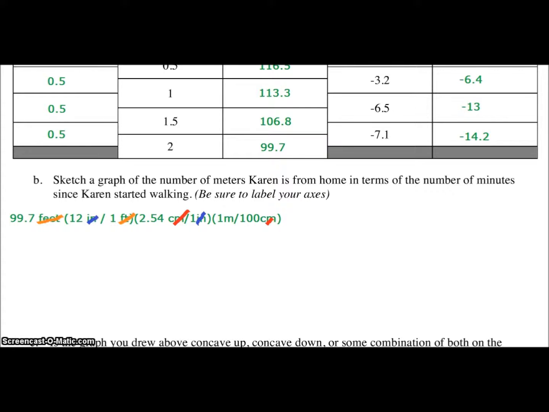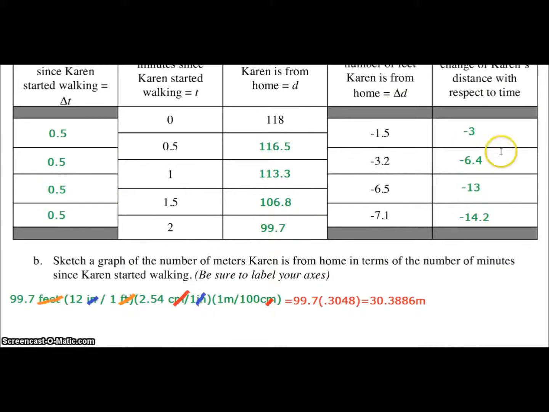Now I'm going to just multiply these numbers together to see what our conversion factor is. This is 99.7 times 0.3048, which gives us 30.3886 meters. So 30.4 meters here. Let me just put this in red.